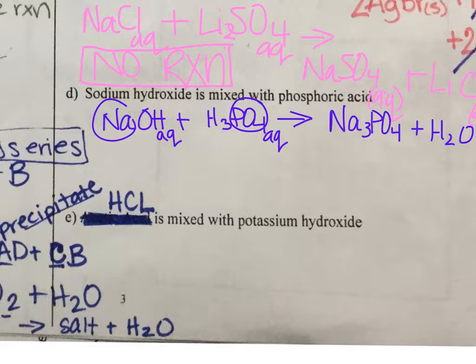Would it help if I put this is going to be a 3. Anybody got it? Oh, what do you got? Shout it out. I was waiting for you. What do you got? 3 NaOH plus H3PO4 yields Na3PO4 plus 3H2O. Good. So we had a 3, 1, 1, 3.